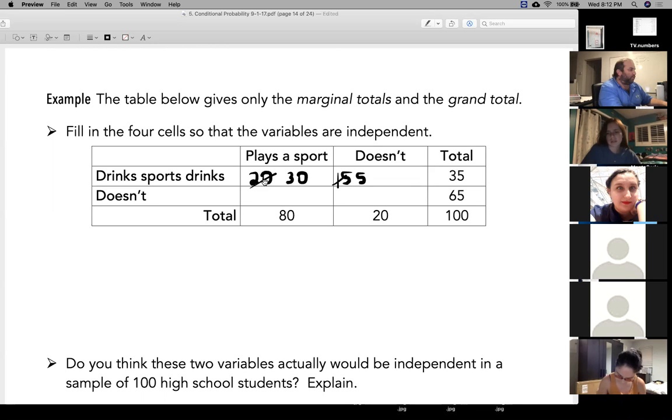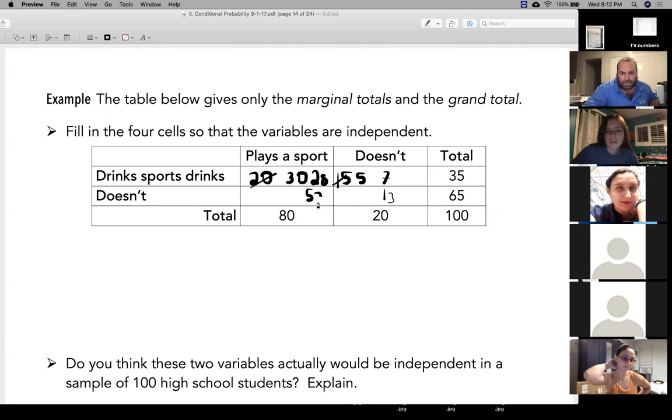No, let's do one thing at a time. What's 80 times 0.35? 28. So 28, and then 7 because you have 35. So 28 and then 7, right? Then I don't have to do it again. This is automatically 13. This is automatically 52.